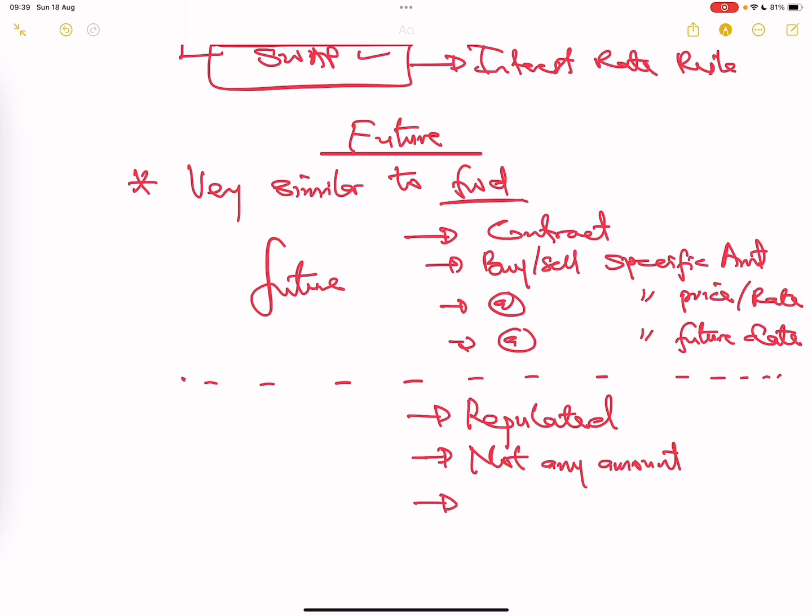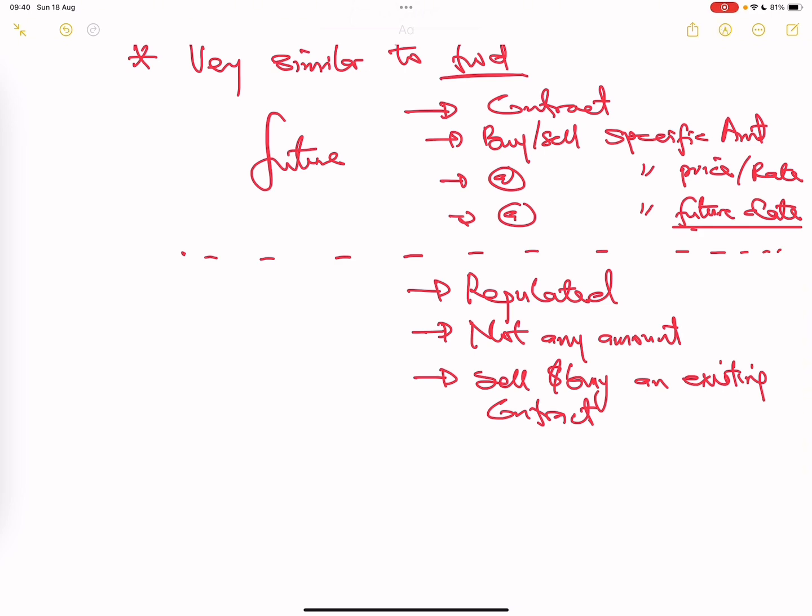And it's also interesting because though we said in a future, a specific date is when the contract expires, you can sell or buy an existing contract before its expiry date. So there are people that even trade in futures. They buy and they sell. Therefore, you can conclude that this is much more flexible in terms of exit and entry, much more than forward.